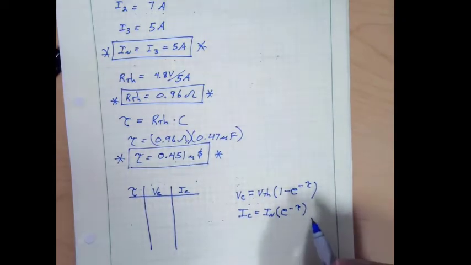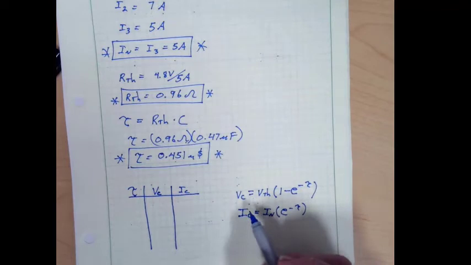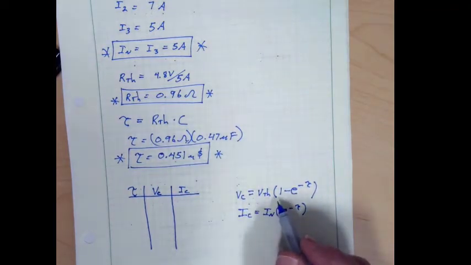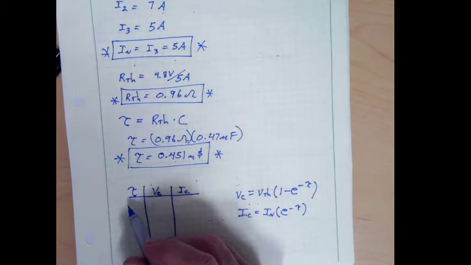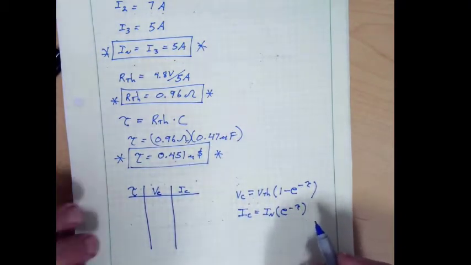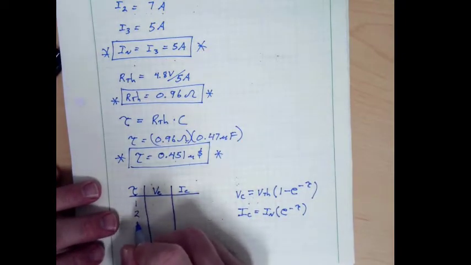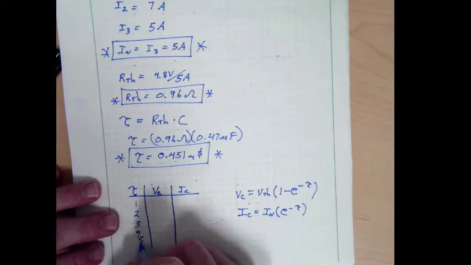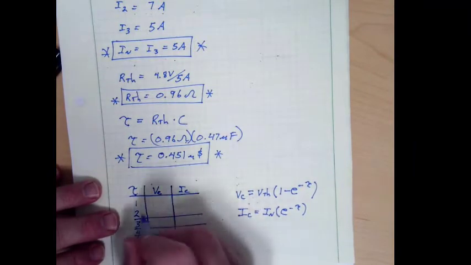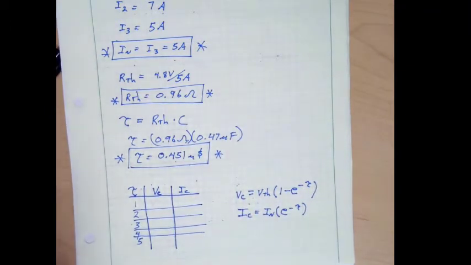Okay, here we are. Here are our two equations, one for voltage, one for current. And so let's go ahead and determine our voltages. And we're going to use tau for that time constant up here. And this is the easy way to do it. Just say 1 tau, 2 tau, 3 tau, 4 tau, 5 tau. And now let's run the equations.